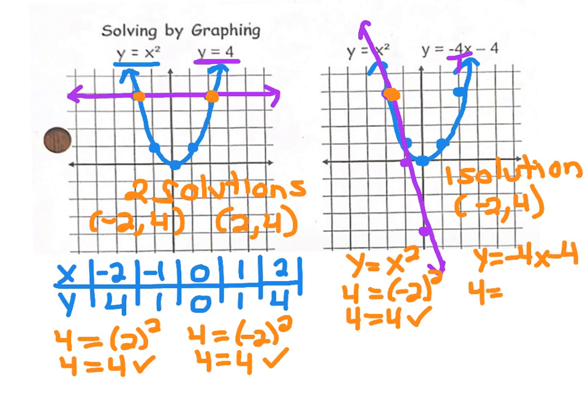So 4 equals negative 4 times negative 2 minus 4. Negative 4 times negative 2 is 8. And 8 minus 4 is 4. So we see that it works in both equations. So that's graphing by hand.